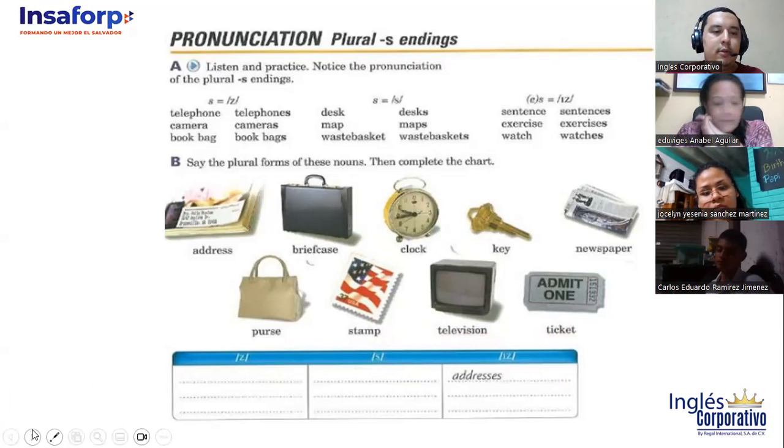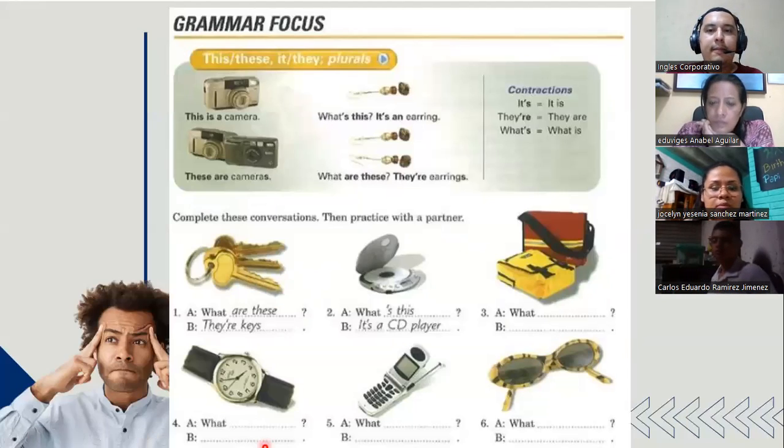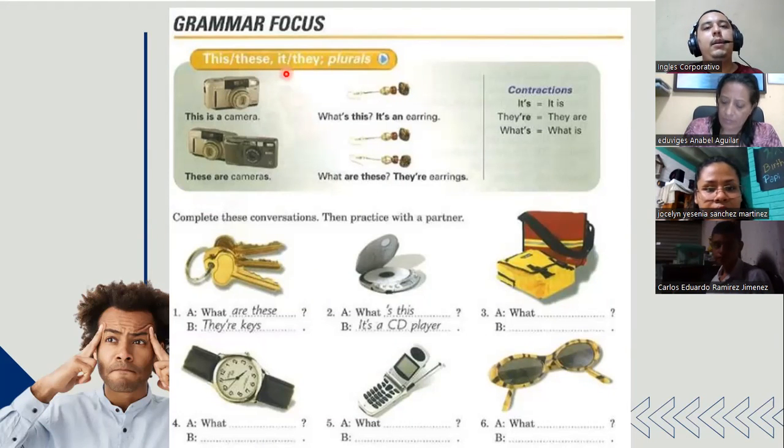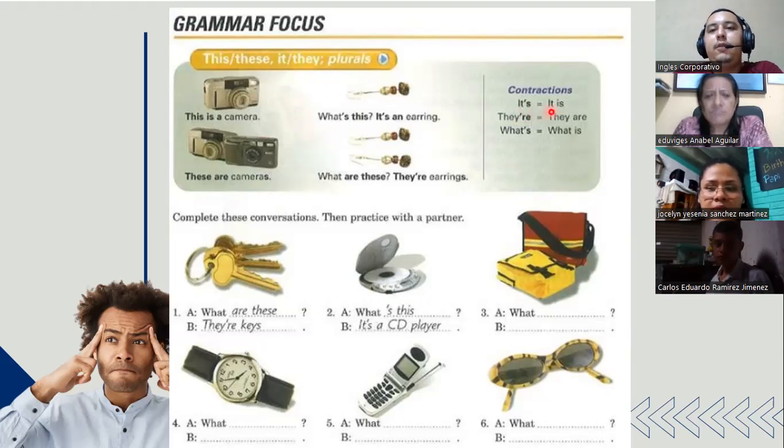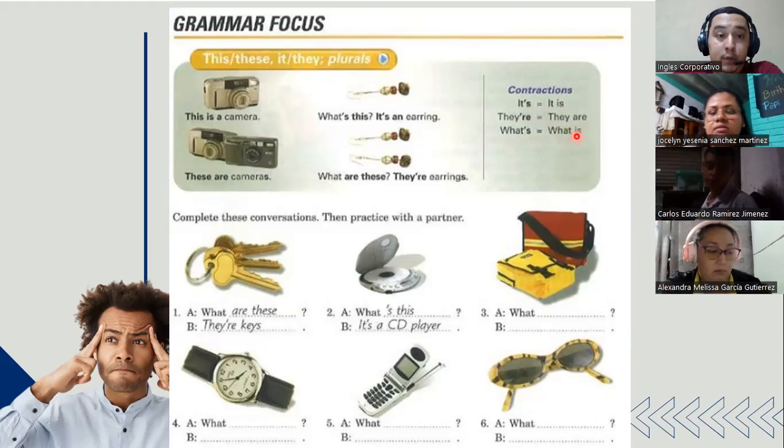Due to time, because we are running out of time. Okay, here we have our grammar section. Grammar focus: this, it, they, and plural. Okay, we have the contraction it's. It's is the contraction form of it is. They're, the form of they are. What's, the contraction form of what is. Guys, how many objects do you see right here?